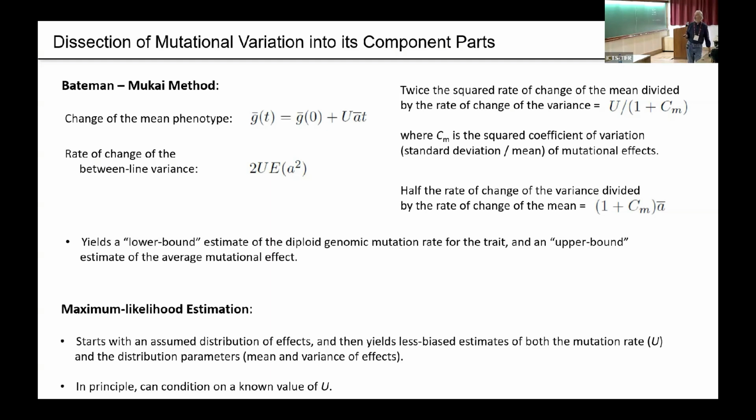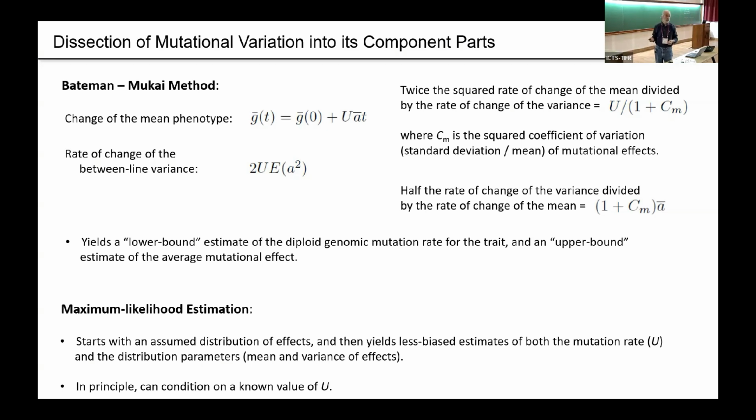Now, this is one approach. Another approach: this doesn't make any assumptions about the form of the distribution of mutational effects. And because it doesn't make any assumptions, we're stuck with this unknown squared coefficient of variation. But you could make some assumptions. And now you just take all your means and use maximum likelihood procedures to estimate the mutation rate and the distribution of mutational effects simultaneously. So that's another parameter, or assuming your distribution can be described by 2 parameters.